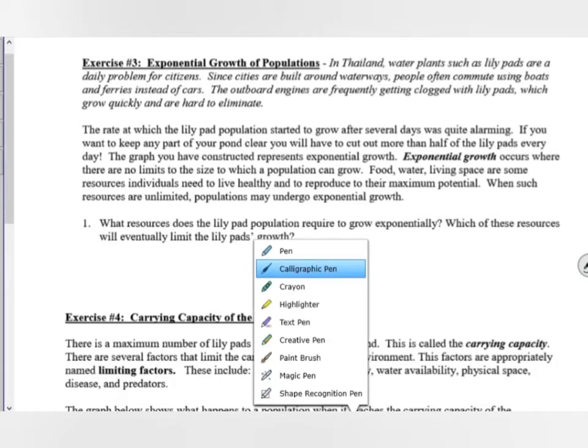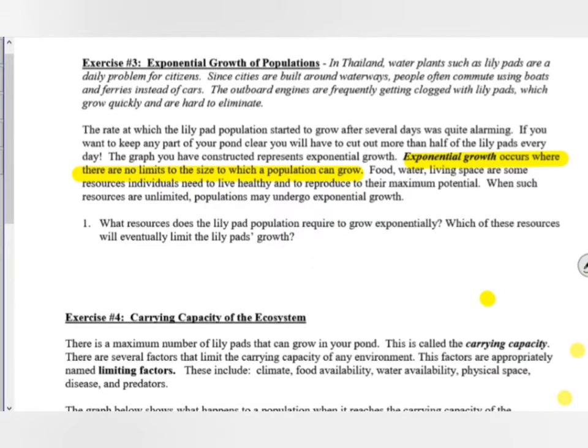Okay, highlight this part here. Exponential growth occurs when there are no limits to the size at which a population can grow. So we have exponential growth when there's nothing limiting the size of the population. So what do populations need to grow exponentially? What would the lily pads need to be able to grow forever? What do they need?